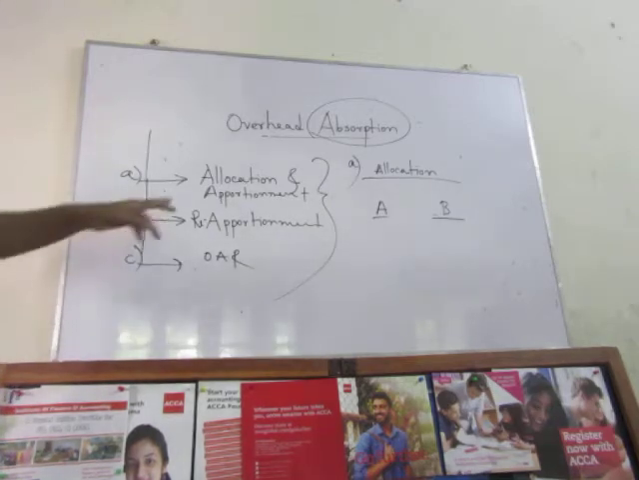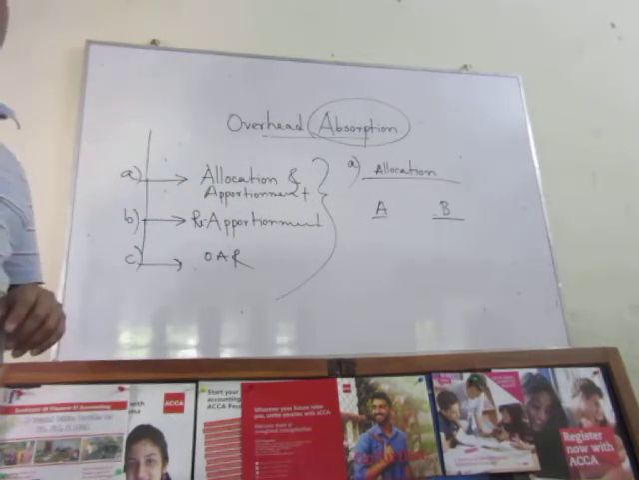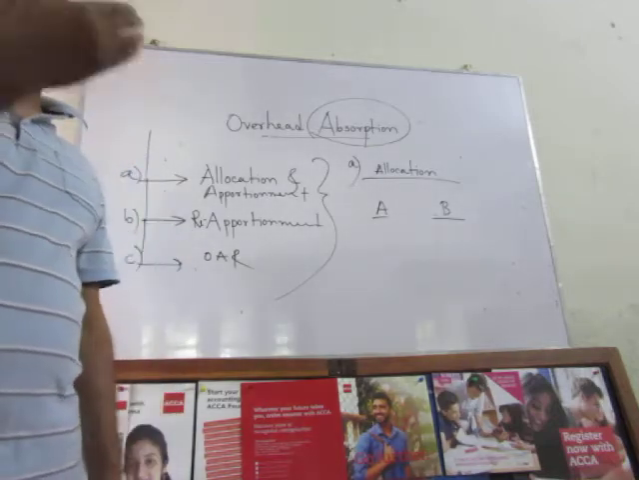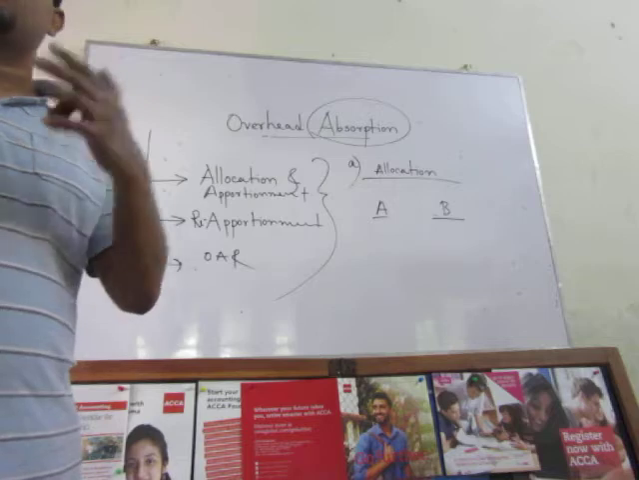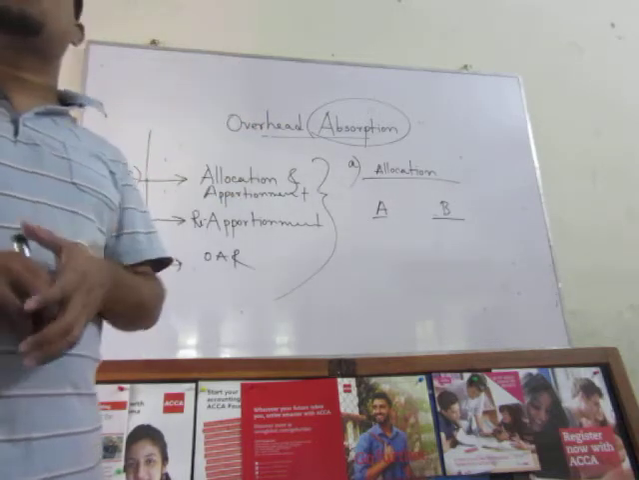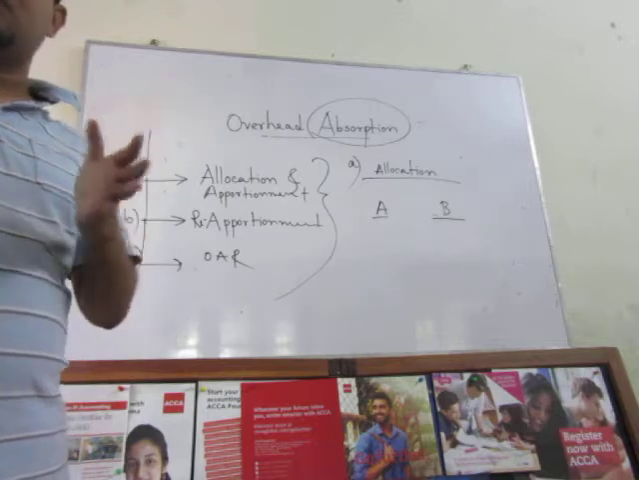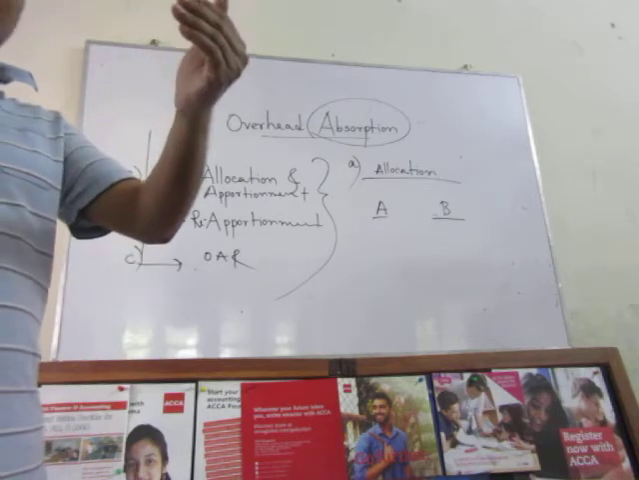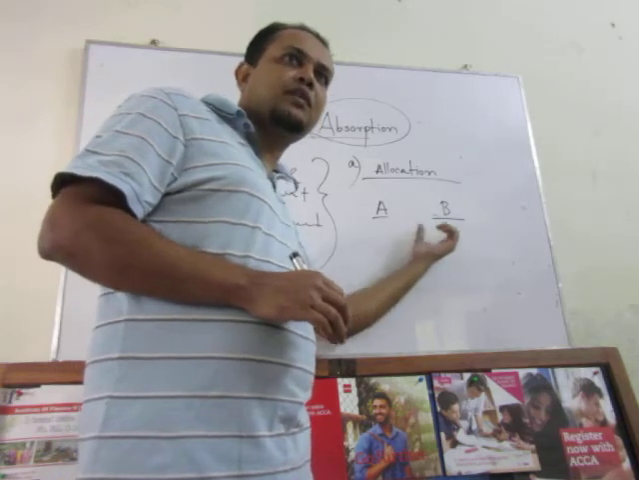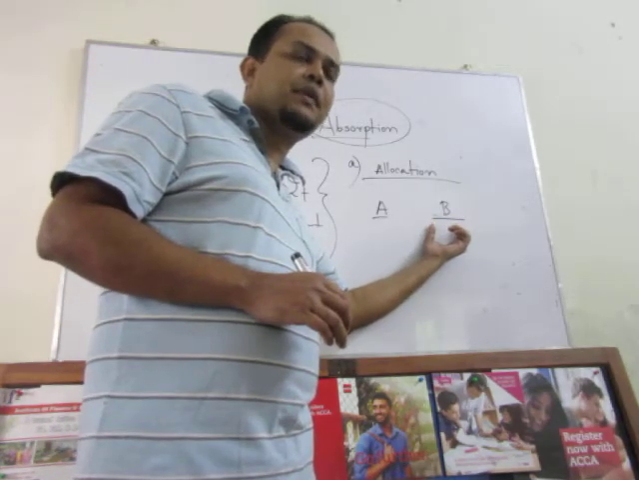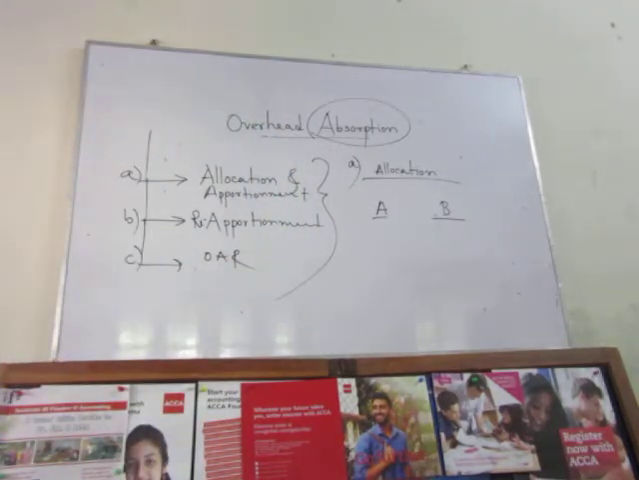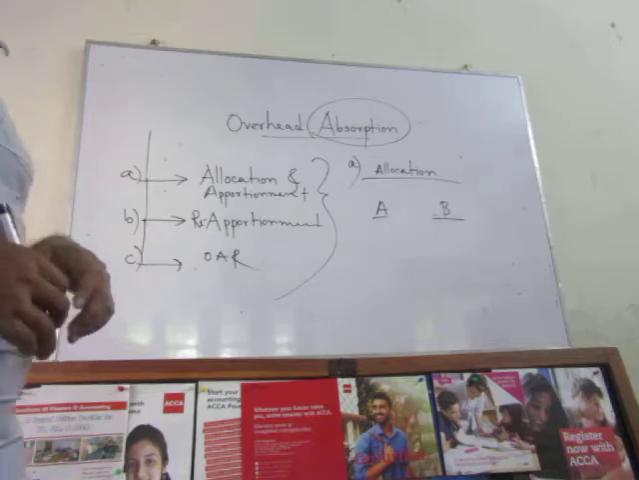Now the thing is, allocation and apportionment. Allocation and apportionment is a process of distributing. What do you distribute here? Here you will distribute different kinds of overheads. You will distribute overheads to different departments, both service as well as production departments, depending upon the benefit they are acquiring, the benefit they are taking.